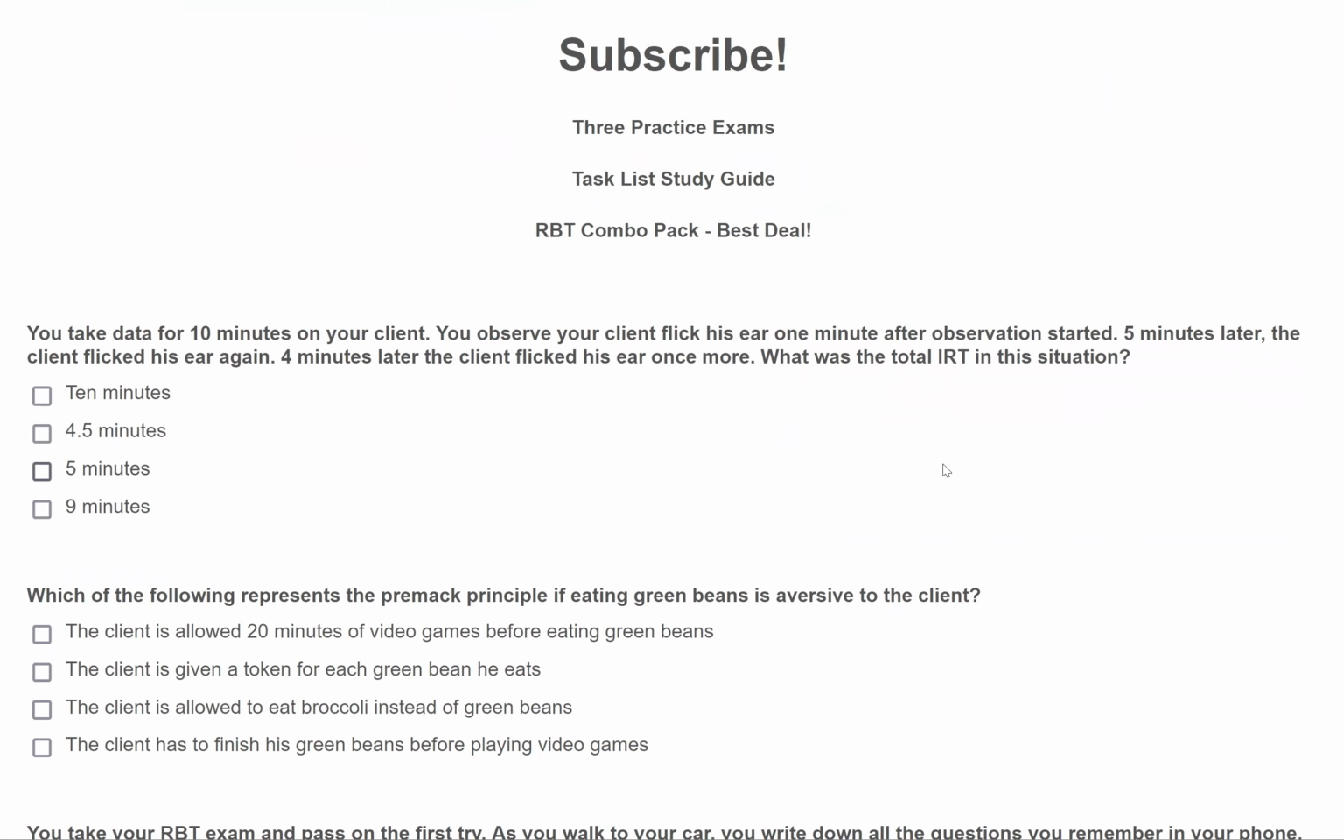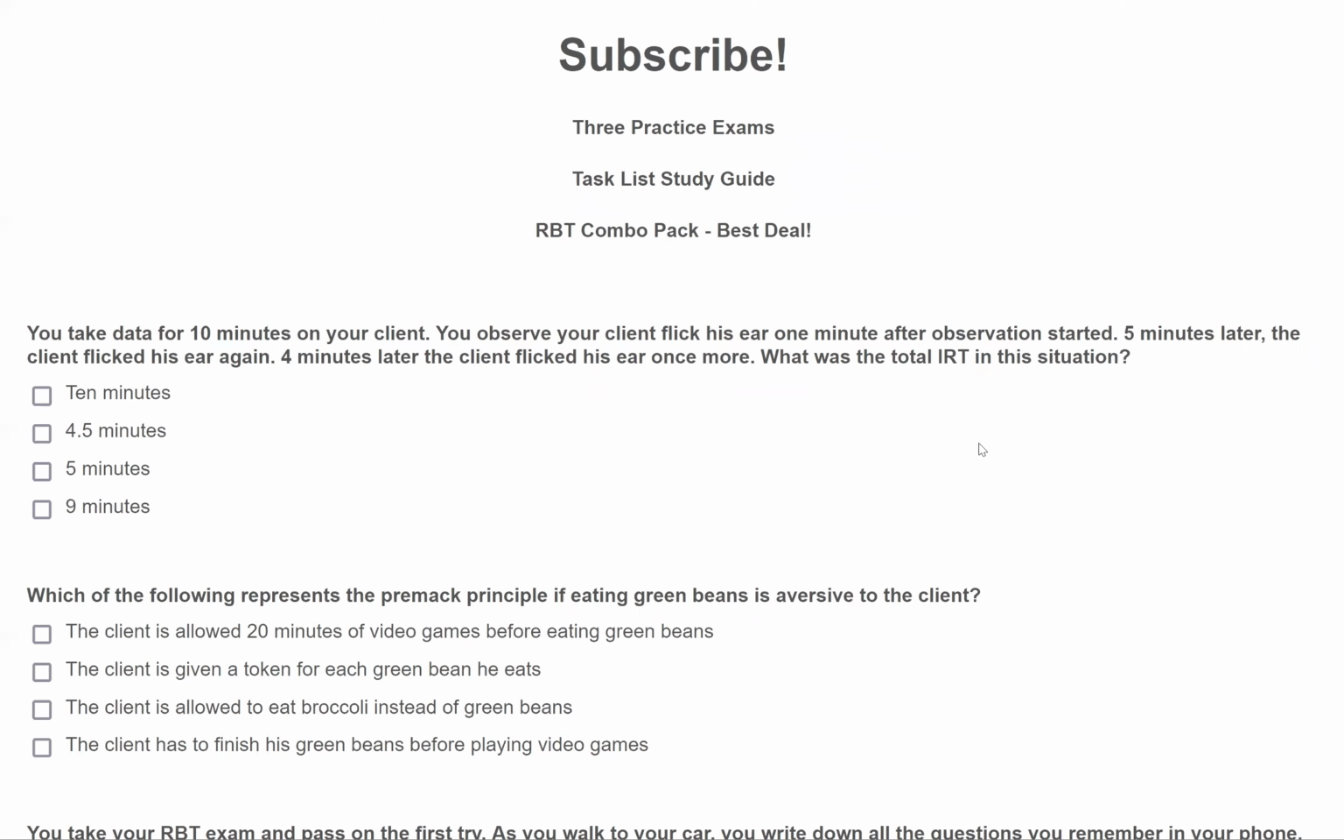First things first, it's a measurement question. We're looking at inter-response time. So let's define inter-response time. It's the time in between behaviors. So we know that. Now let's identify the behavior we're looking at. Well, we're looking at the behavior of the client flicking his ear. So we're going to try to find the IRT of flicking his ear. In other words, we're looking for the time in between responses of flicking ear.